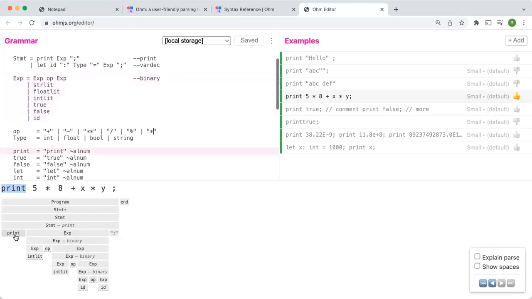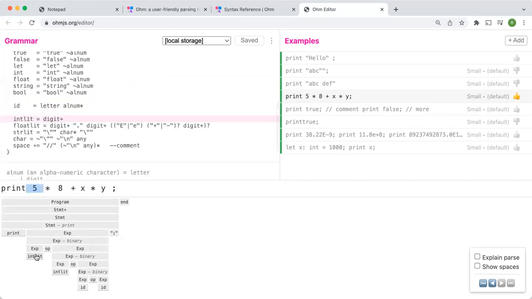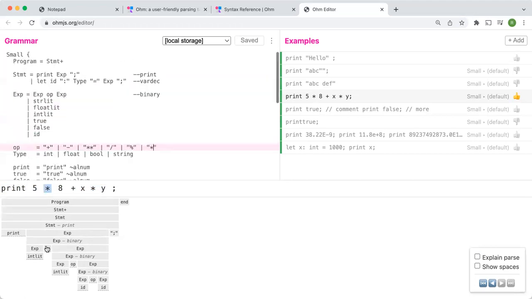But let's look at the parse over here. We have print, and then we have our 5 times. Well, wait a second. So we got 5 times and then 8 plus x times y over here. And so kind of what it wants to do is it looks like it wants to do this x times y first, and then it wants to add. And the last thing it wants to do is this multiplication. So writing things this way, OHM is telling us that it's going to look funny.